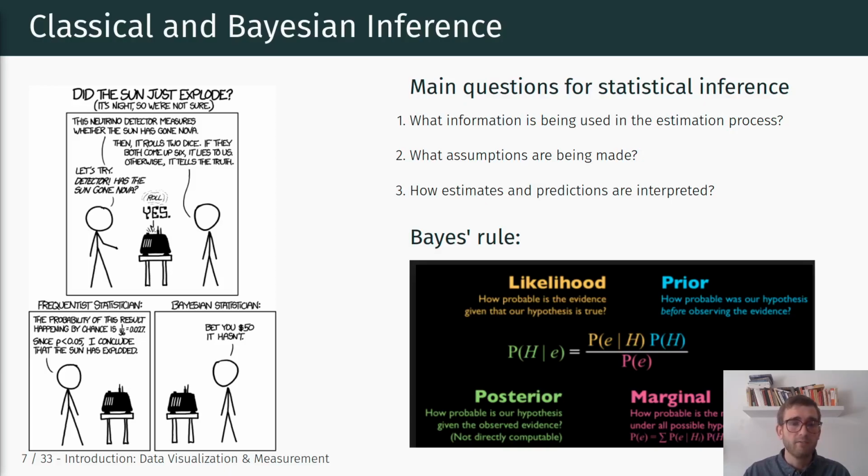There are other practical advantages, for example, when it comes to communicating your results and describing the uncertainty around your estimates. And we'll show how it's relatively easy in the Bayesian framework to directly visualize uncertainty around your estimates and around your predictions. And in frequentist approaches, of course, that's also possible, but it is oftentimes a little bit more cumbersome.